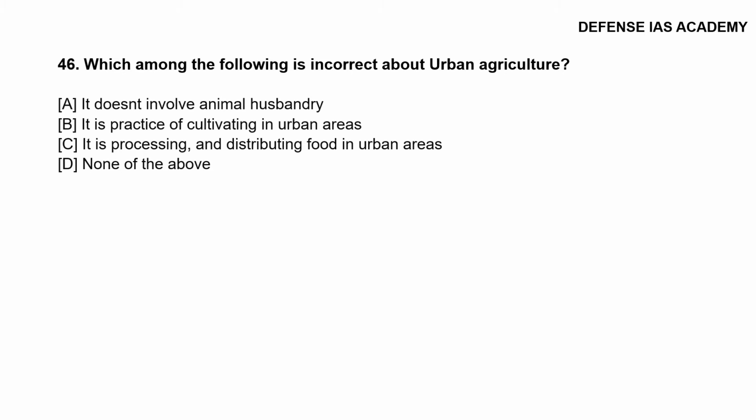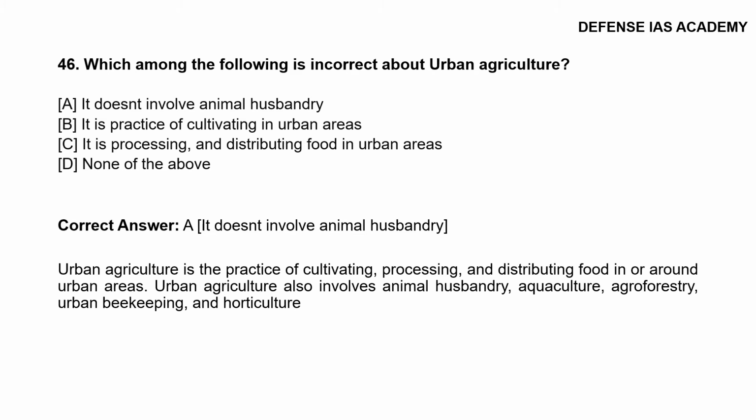Question number 46. Which among the following is incorrect about urban agriculture? The correct answer is choice A. It doesn't involve animal husbandry. Urban agriculture is the practice of cultivating, processing and distributing food in or around urban areas. Urban agriculture also involves animal husbandry, aquaculture, agroforestry, urban beekeeping and horticulture.